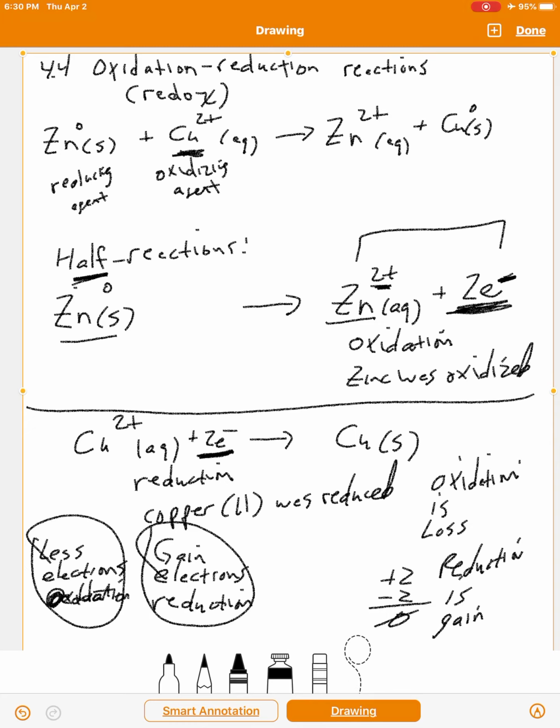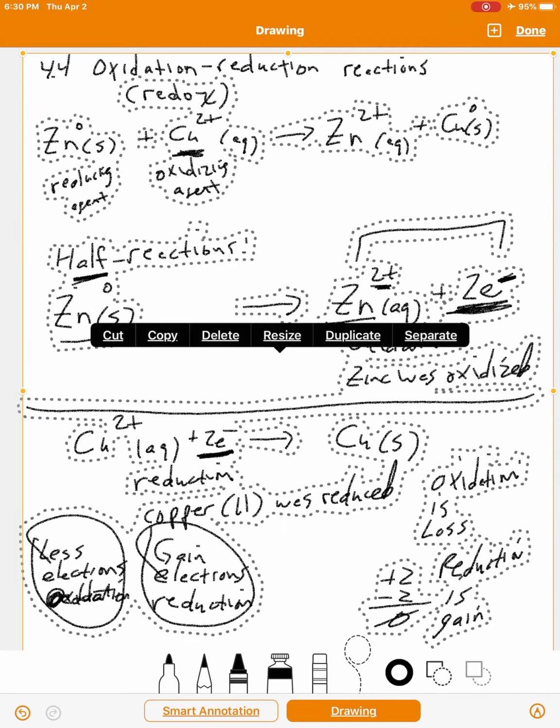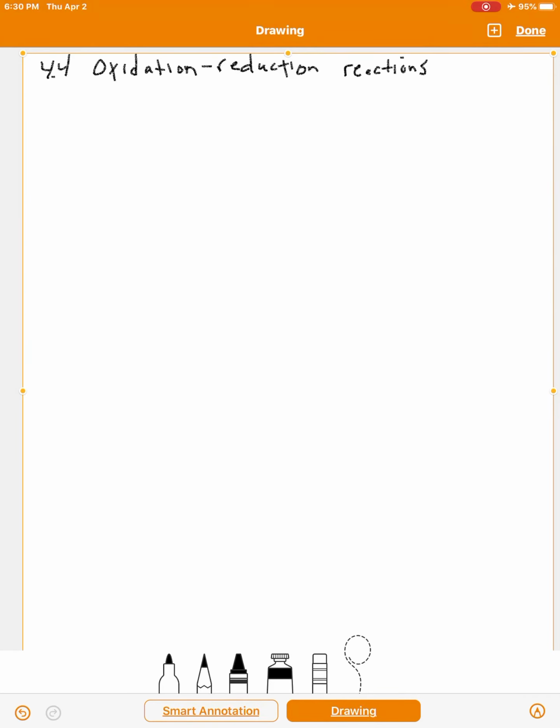Okay? That's called the half reaction method. We use it very frequently in our analysis of redox reactions. We wouldn't use this method of analysis for precipitation reactions, nor would we generally use it for acid-base reactions. Okay? So, let me show you another example.